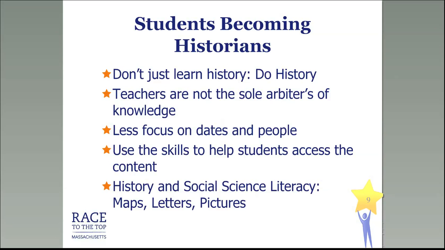Now, if you look at that last bullet, it says history, social science, literacy, and then maps, letters, and pictures. What are some other types of literacies or other resources that students becoming historians will need to learn about? And you can just type some of your responses.